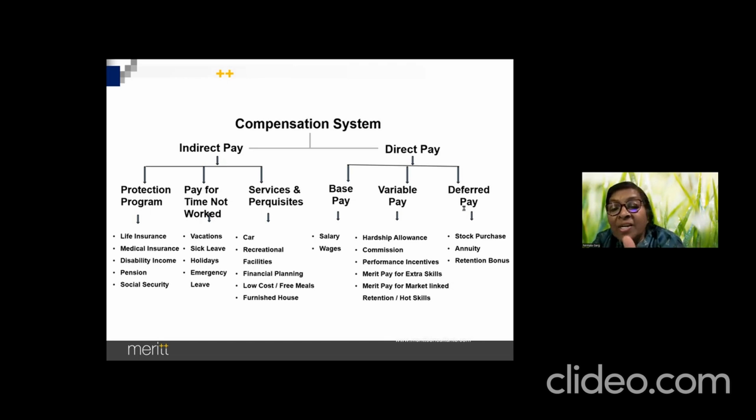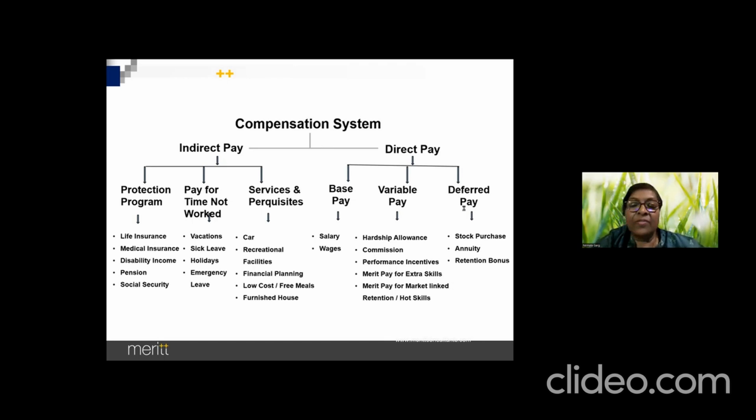Can I move on, guys? Base pay is essentially for attraction, variable pay for motivation, and deferred pay is for what? Retention. Okay. Now the other is the indirect pay, which is called the non-monetary. Direct pay is all the monetary. When you talk about the non-monetary, you typically talk about all the benefits, the protection programs, pay for time not worked, all the services and perquisites.